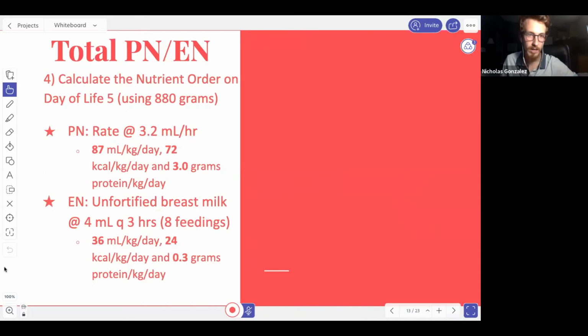So if we can move on. Here, like Dr. Abel and Janine just talked about, we're doing enteral nutrition and parenteral nutrition at the same time. So we need to figure out, combined, what's going to be the intake of this baby. All these numbers here and here, we just calculated in the past few steps. So all we're going to do is add them up together and see what the total EN and PN values are going to be.